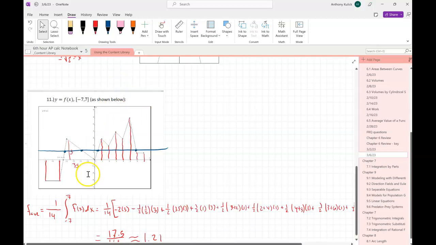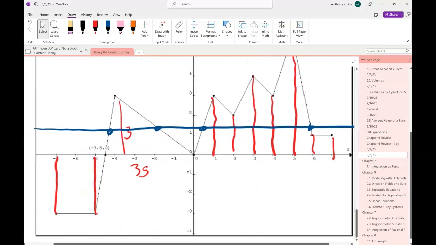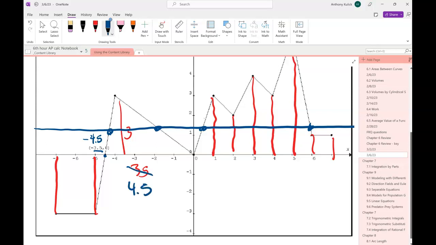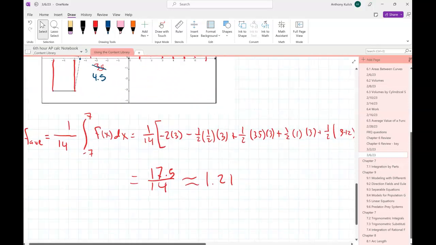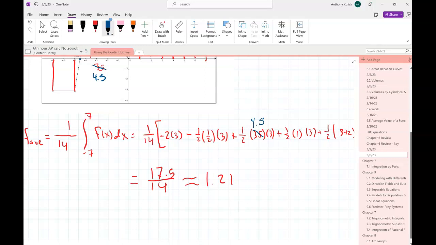Oh, I know. I see what I did wrong. Look at this. What is that point's x coordinate? That's negative 4.5, not negative 3.5. So that should be 4.5, and that would probably be the difference between the two. That's probably what it is.